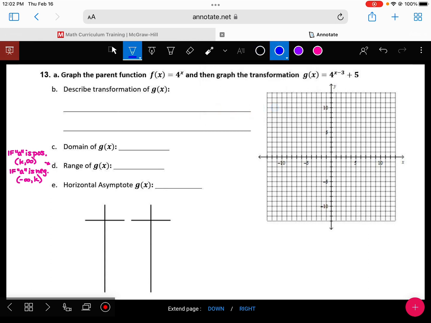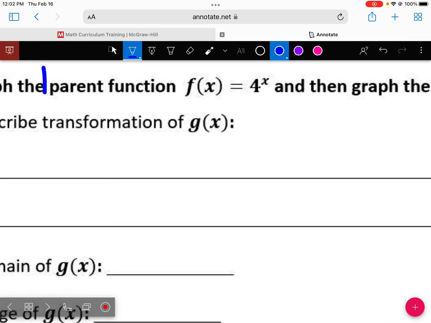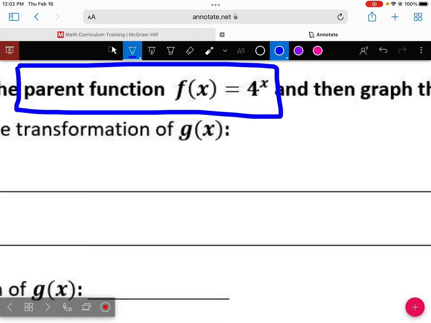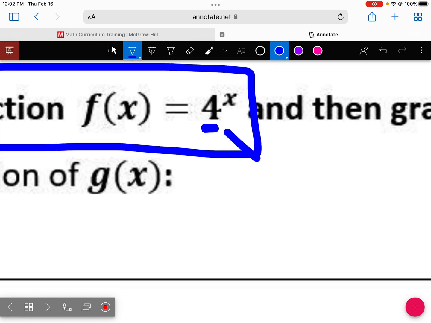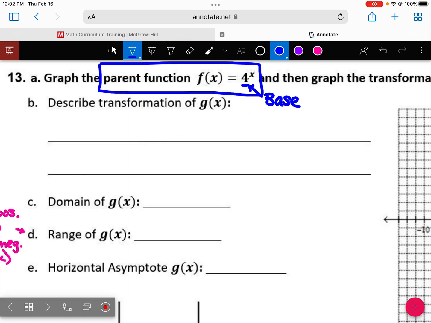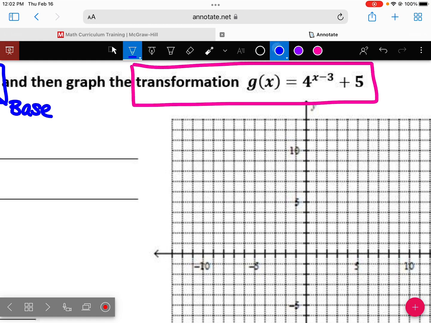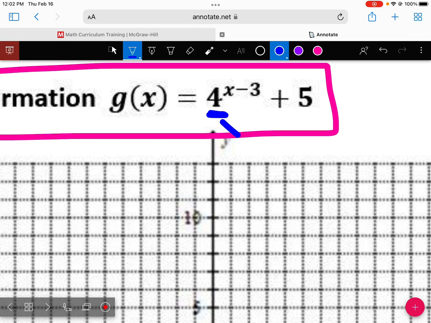Help me walk through this one. Here's my parent function. What is the base on that parent function? 4. What's the base on the transformed function? Also 4. Is that different from the parent? No. Then I don't have to describe anything about that. If it's not different from the parent, I don't have to describe it.